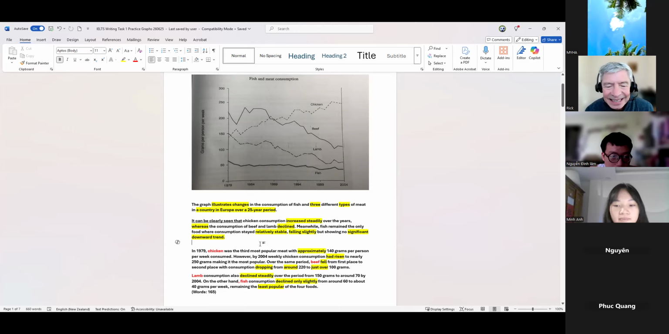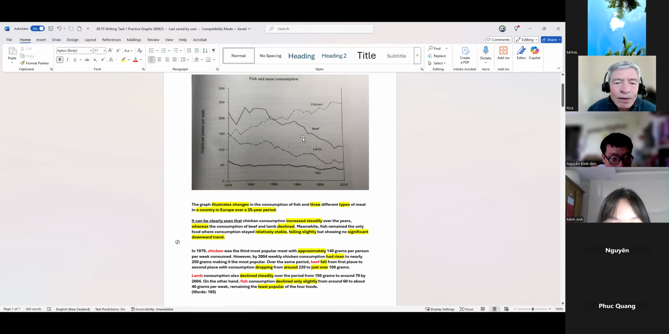Okay, so you can see again here, consumption of fish stayed the same. Another way of saying the same is relatively stable. Yes, it went up and down a little bit, and here in 2004 it's a bit less than it was in 1979, but it's mostly stable, relatively stable. So that is the overview.